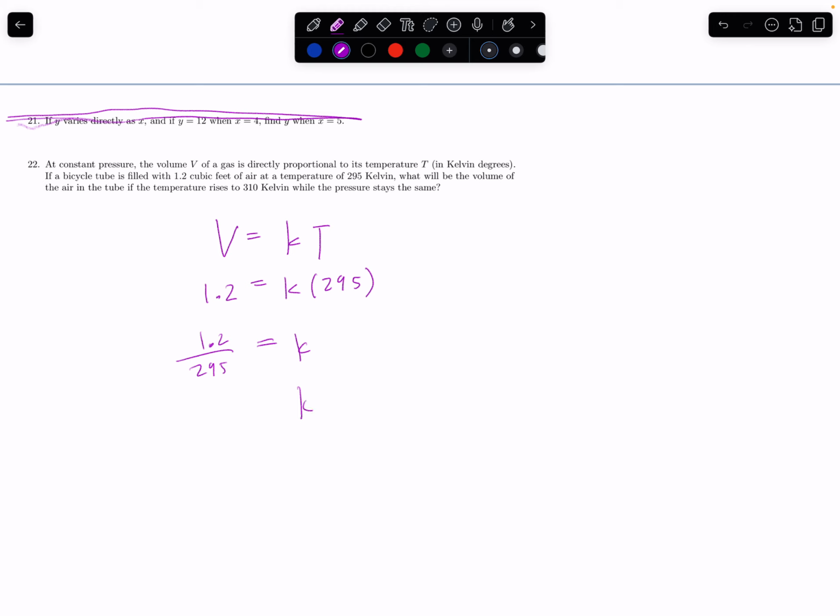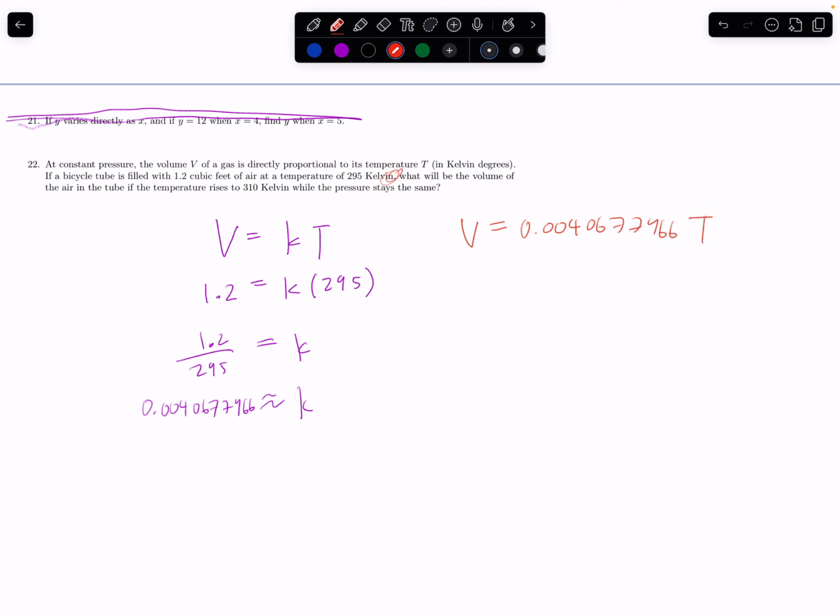So k is approximately 0.0040677966. I'm going to keep the long one right now so that I don't lose accuracy in my final result. When I get to the final result, then I'll round to, it doesn't say, so we'll go with however many decimal places were in the question, which is 2. Okay, so my new equation then is V is equal to 0.0040677966 T.